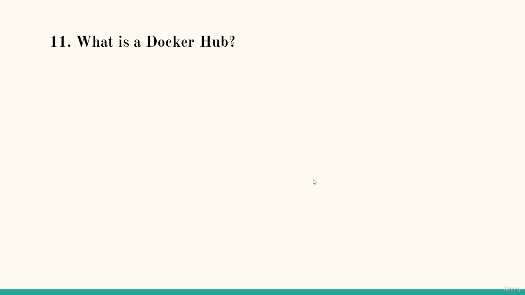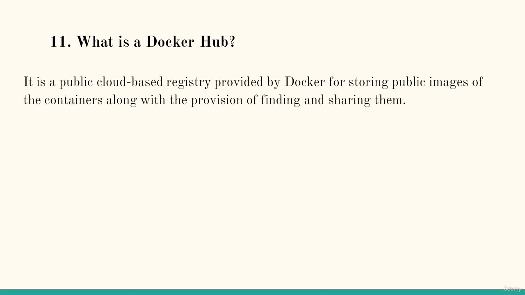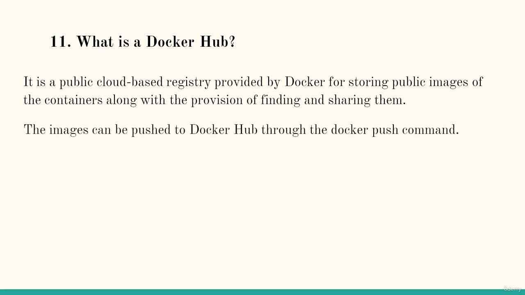What is Docker Hub? It is a public cloud-based registry provided by Docker for storing public images of the containers, along with the provision of finding and sharing them. The images can be pushed to Docker Hub through the docker push command.